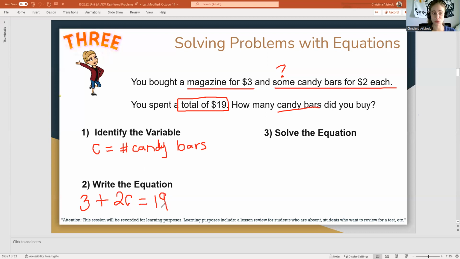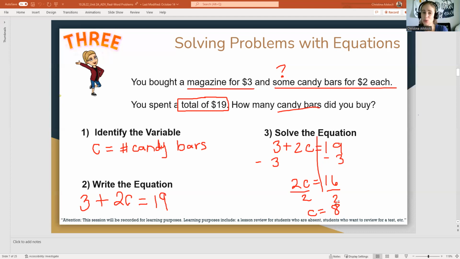Now that the equation has been written, we can come over and solve that equation and find out how many candy bars were purchased. I'm going to rewrite it up here in order to help me solve. So if we want to get C by itself, we'll subtract 3 from both sides, and we're left with 2C equals what? 16. Divide by 2, and C equals 8.